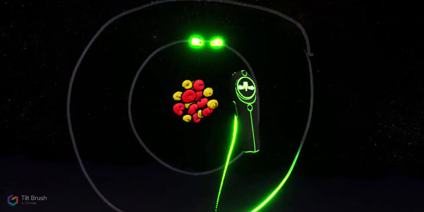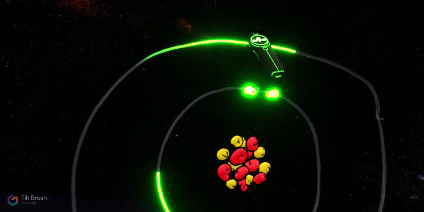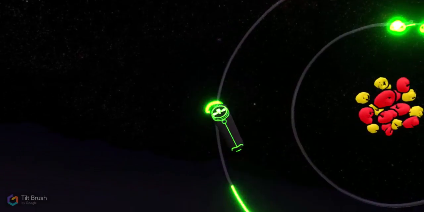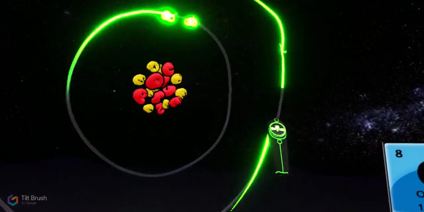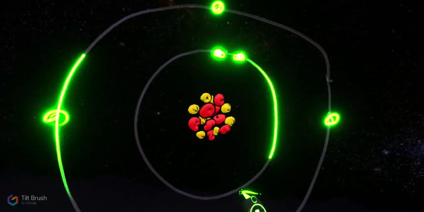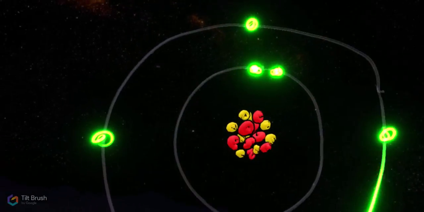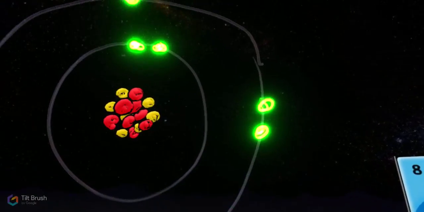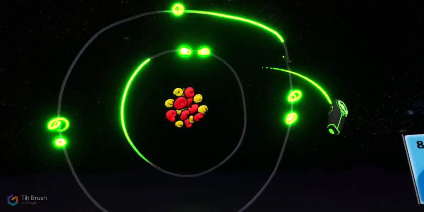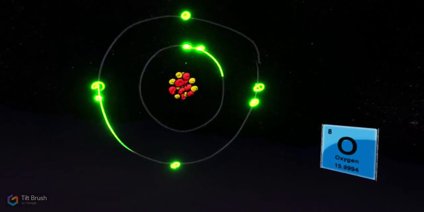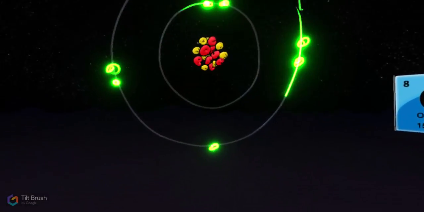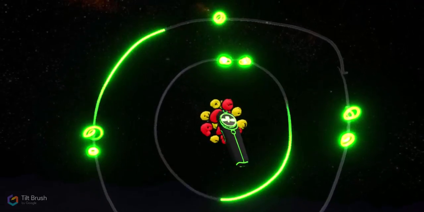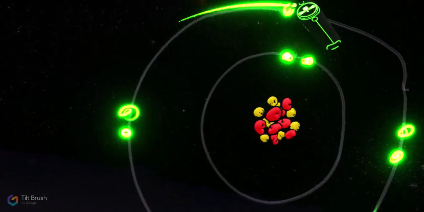Until we have all of our electrons, all right? So 1, 2, 3, 4, 5, 6, 7, 8. All right, so I'm going to fill them on opposite sides, and you'll see why I do that at some point in the future. All right, so here we go.